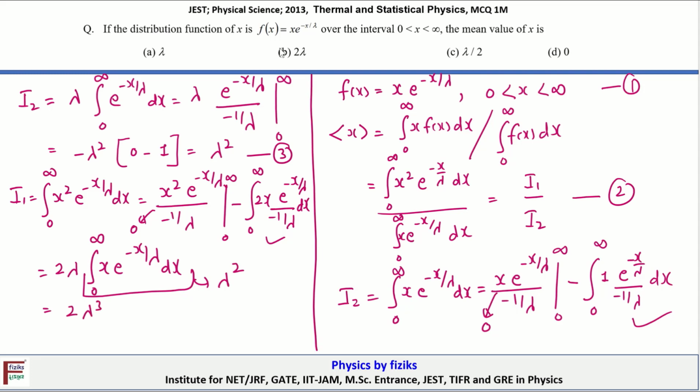So the mean value of x is equal to I1 by I2, that is 2λ cubed divided by I2. I1 is 2λ cubed and I2 is how much? I2 is λ squared. So that is equal to 2λ. Therefore B is the correct option here.